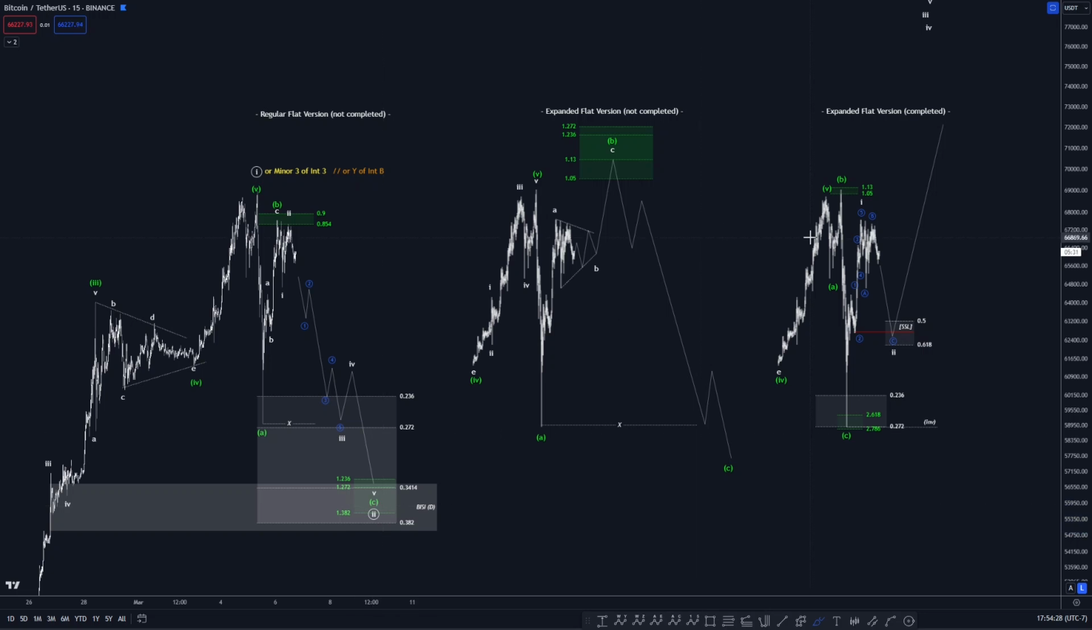Or we could have already completed it if you place your pivot right here, which I have shown right here. We're saying there was a B wave, expanded B flat, and a C extension. The expanded flat was already completed, and we're impulsing up, correcting, and continue to impulse up.